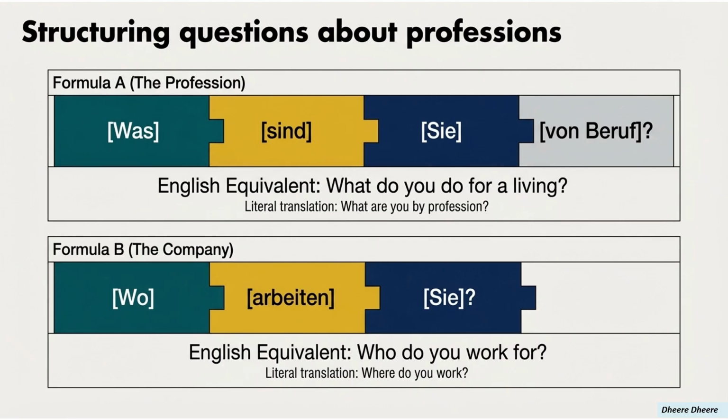The most common way in German to ask about what somebody does for a living is Was sind Sie von Beruf? Which translates to What do you do for a living? In order to find out the company name, the question in German is Wo arbeiten Sie? Which translates to Who do you work for?